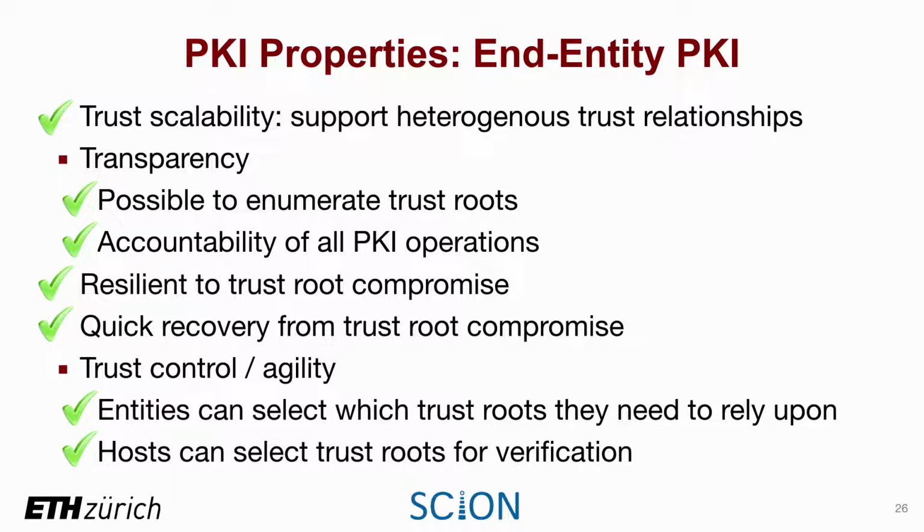There's also quick recovery from trust root compromise. If a root CA or a trust root is compromised, the TRC file can be updated and very quickly pushed through the whole network. Also, trust control and agility is given, as entities can select which trust roots they want to rely upon. So a domain, through the use of SCPs, can select that they want to rely on certain roots of trust and not on others within that ISD, as well as hosts can select which trust roots they want to rely upon for verification. Essentially, hosts can select an ISD or TRC that they want to start the verification with.